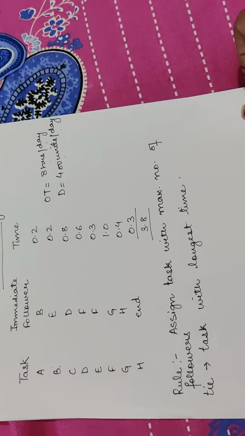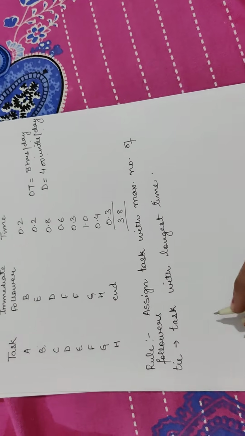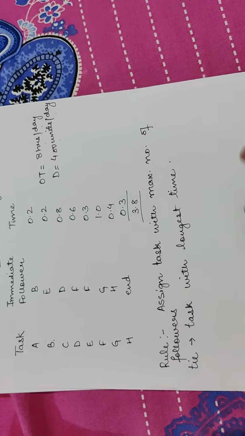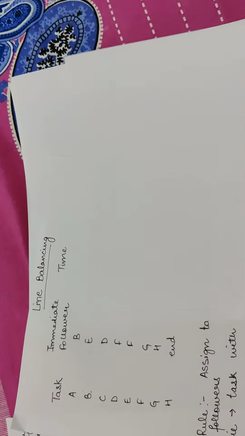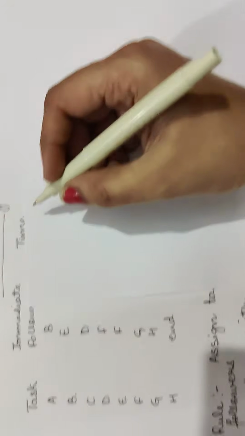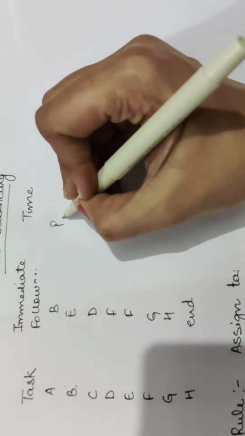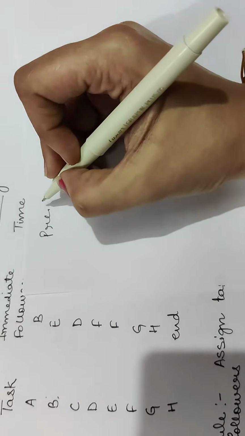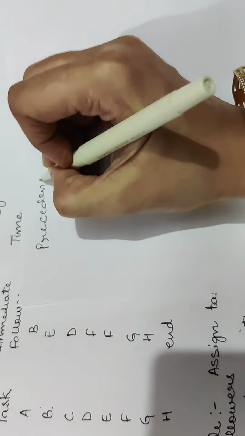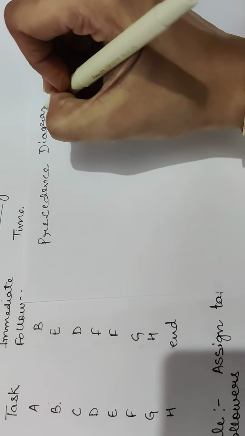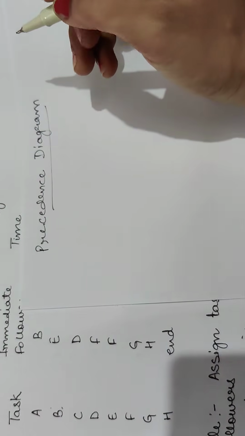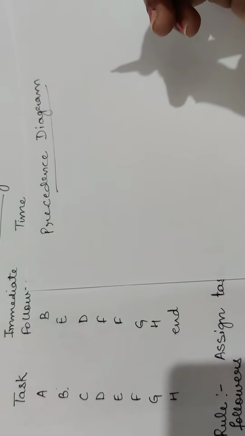Now the first step in this is that we need to make the precedence diagram. Right, how to make the precedence diagram? Let's do it here. Now the first step is we need to make the precedence diagram. This precedence diagram is the representation of the sequence of the activities.